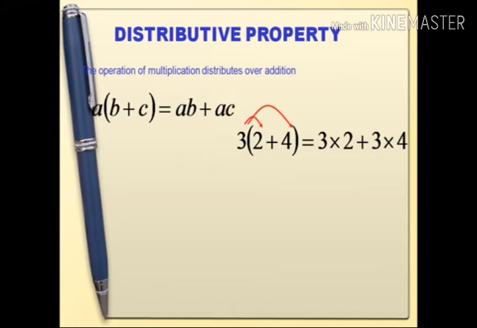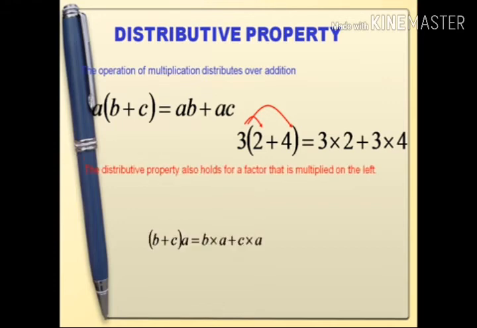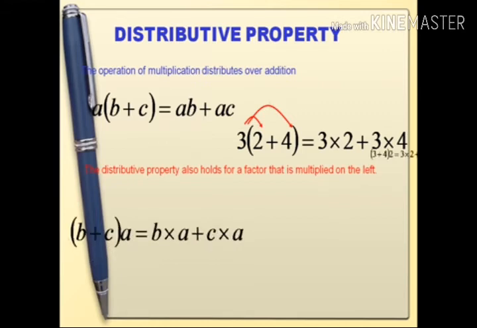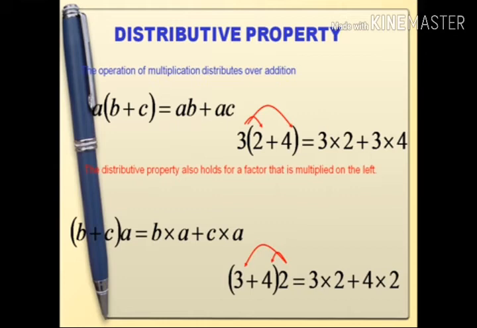3 cross 2, 3 cross 4. And in the middle, what was the symbol there? Addition, and that symbol is coming here also. This is our distributive property. Now this distributive operation is distributed here, multiplication over addition. Now in the opposite sense, there also it will work.